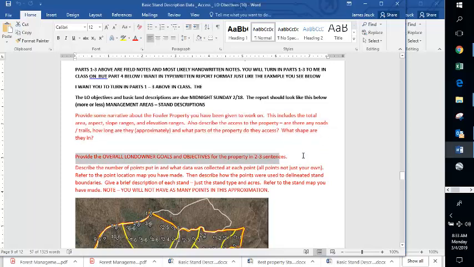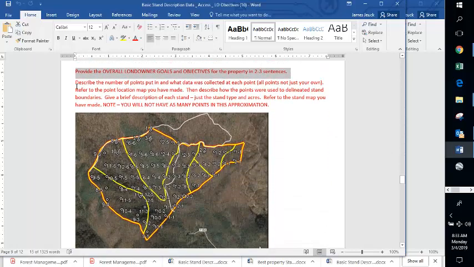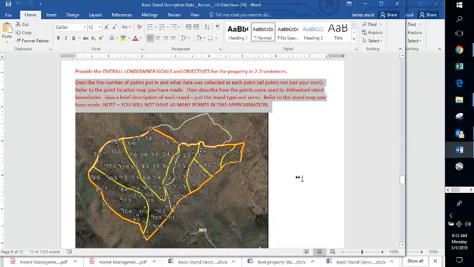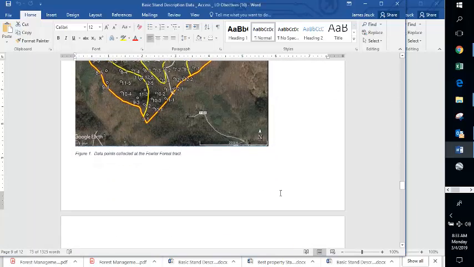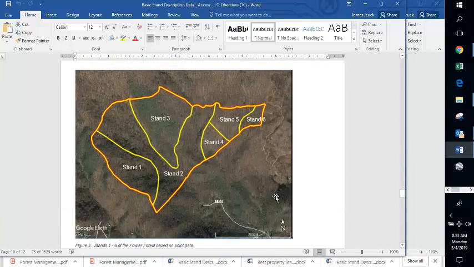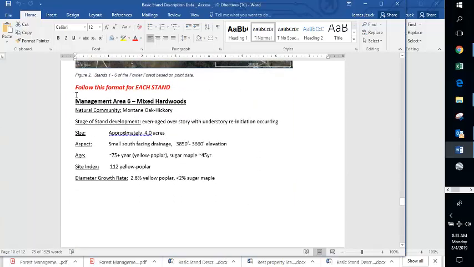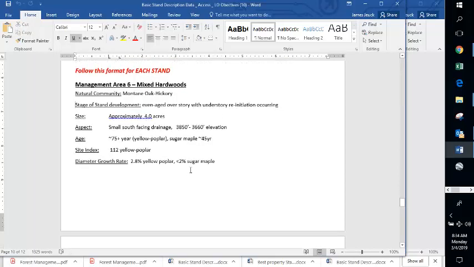Then I wanted you to provide the overall landowner objectives in a couple of sentences, and then describe more or less how you collected the data. Okay, so then you went on, preferably with a stand map at that point, and did a description of each stand that you have. I wanted you to do it based on what you were calling that particular stand, what natural community it seemed to match up best with, what stage of stand development you would expect it to be in based on your observations and the data, and how big the stand is. That's just approximate, it doesn't have to be exact.